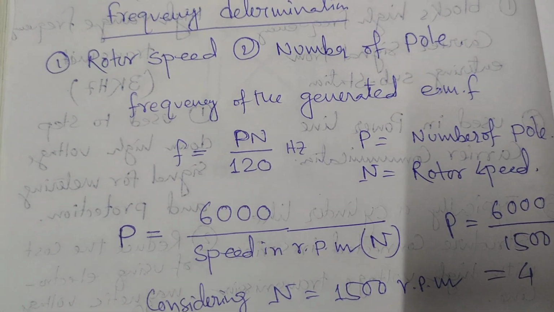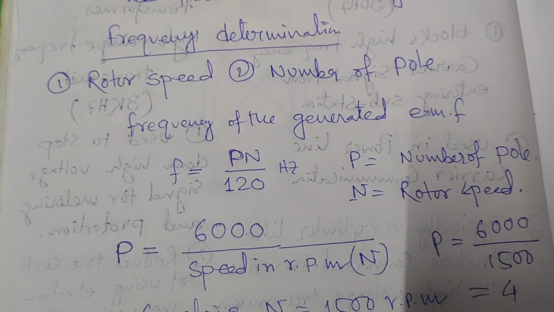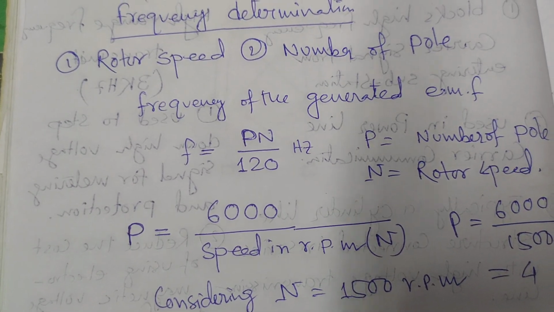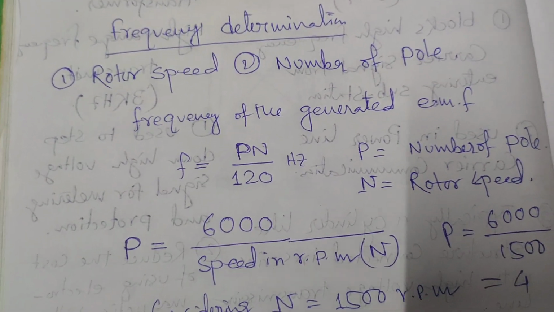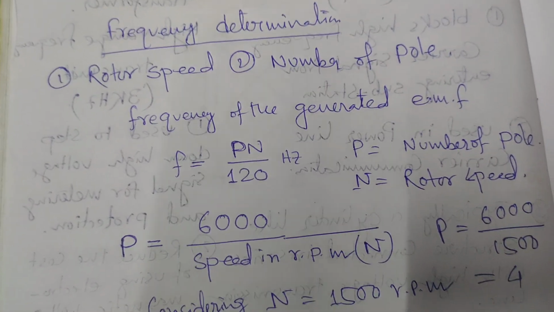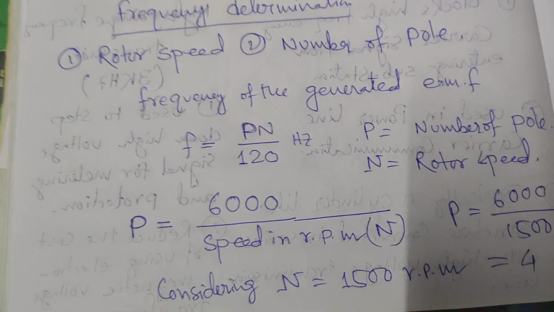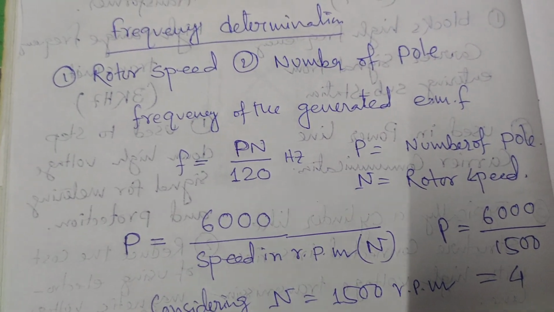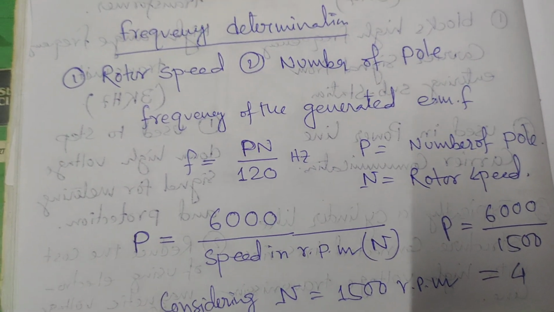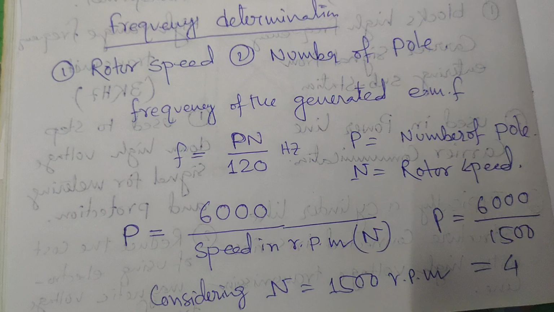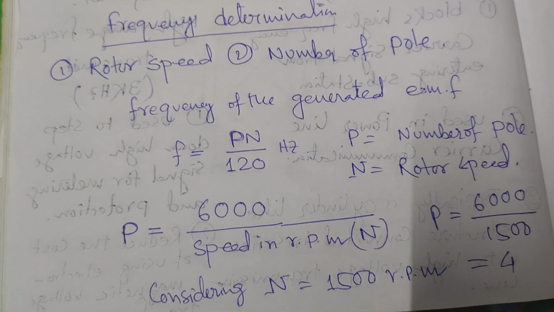Why P and N? We have to maintain 6000 by multiplying P and N. So we are getting P as 4 and N as 1500, so we are getting 6000. So if P is maintained, 6000 divided by P gives N, what will be the speed of the rotor? The prime mover should rotate the rotor at 1500 RPM. So what is RPM? It is revolutions per minute.